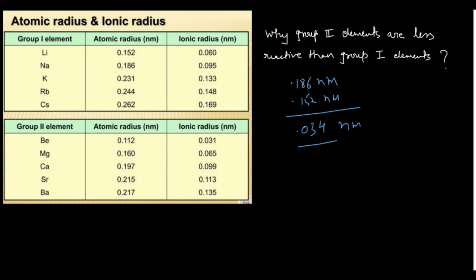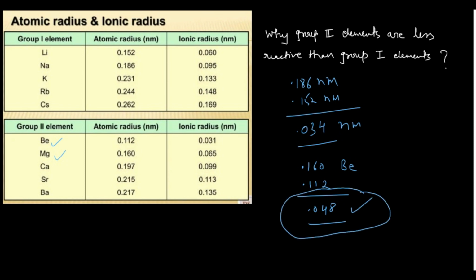Now if you check beryllium and magnesium, the difference. This is 0.160 nanometer for magnesium, and then this is 0.112 for beryllium. So this will give you 8 and this will give you 40, so 0.048. So this difference between the size of the beryllium ion and the magnesium ion gives the distinct behavior of beryllium to magnesium when compared to lithium to sodium. This I have already explained to you.